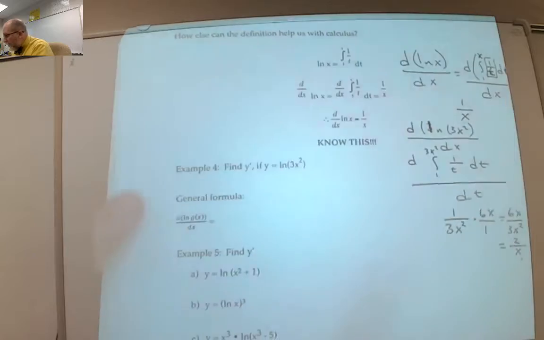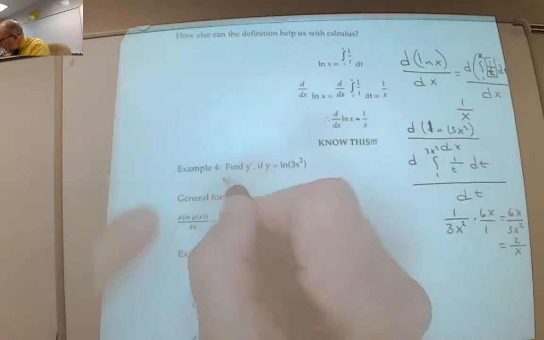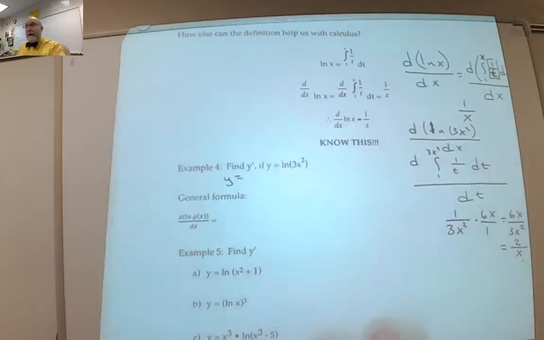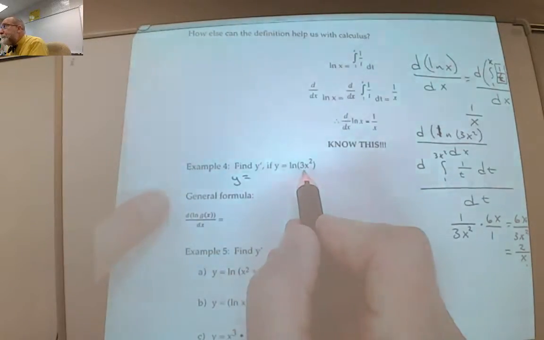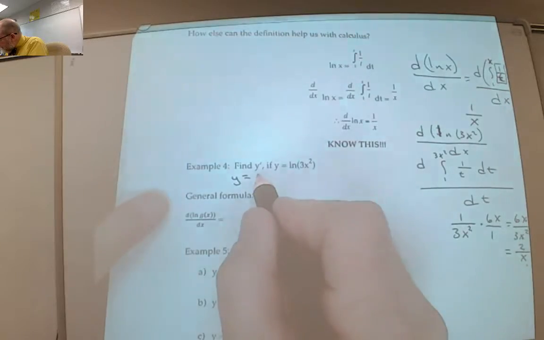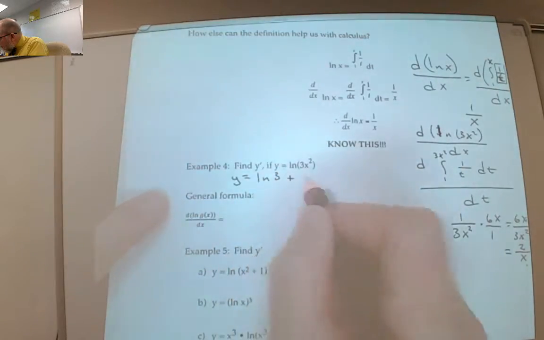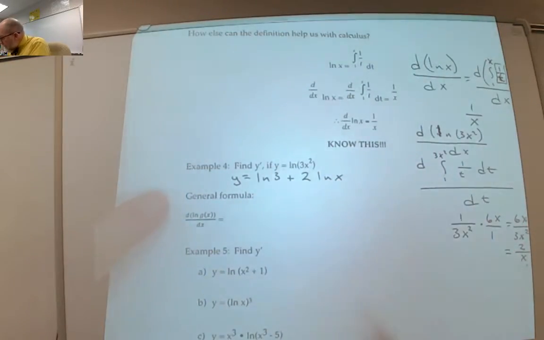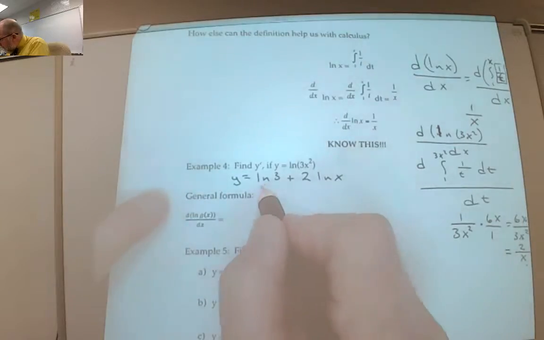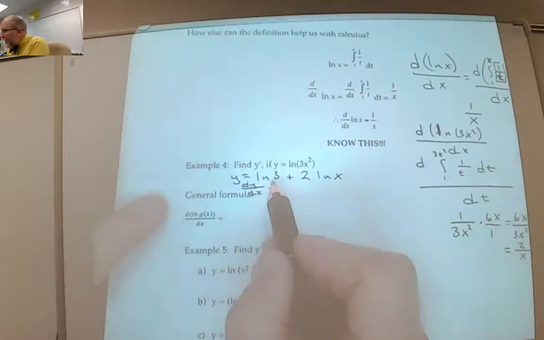Here's another way I can do this. I'm going to expand the natural log. Actually, Jack is. Can you expand this for me? It's going to be 2 ln of 3 plus... No, it's going to be ln of 3 plus 2 ln x. Perfect. Okay. So, Claire, dy dx, what's the derivative of the ln of 3, do you think?